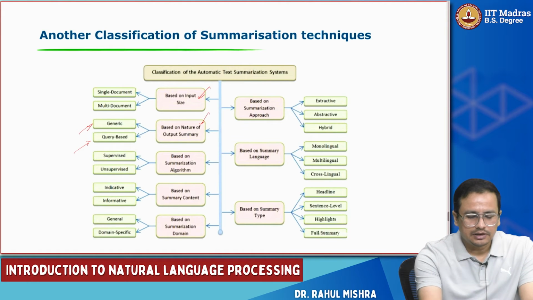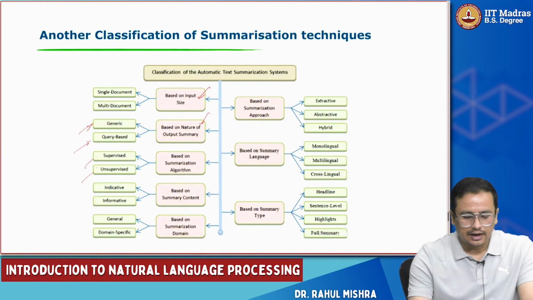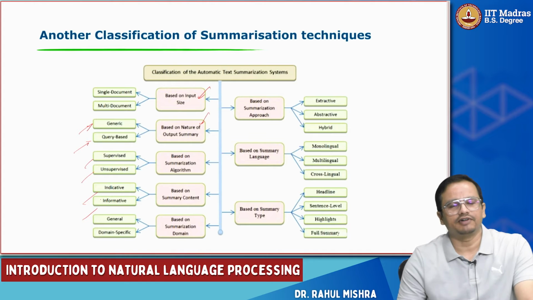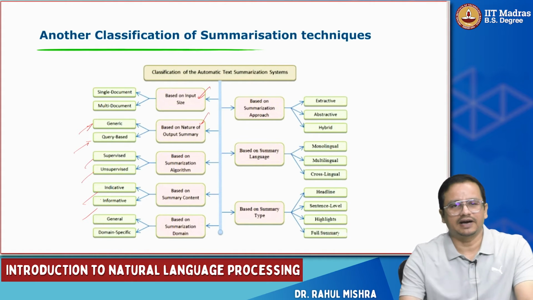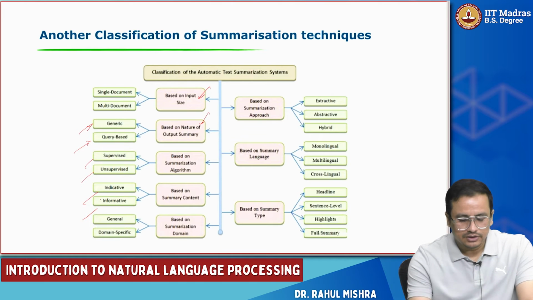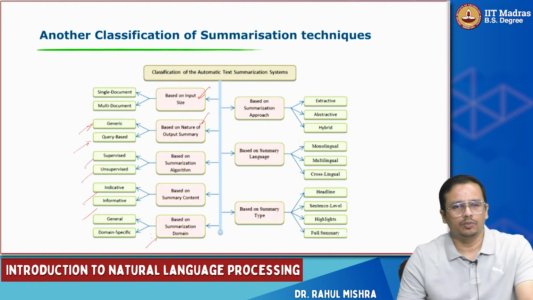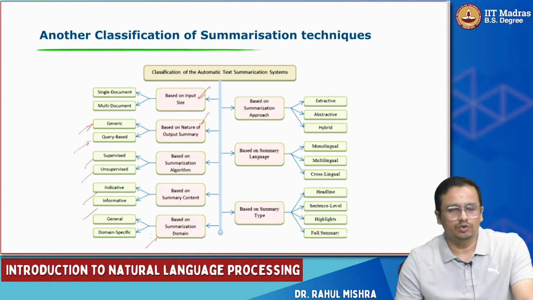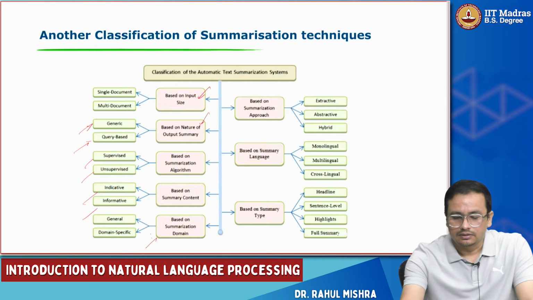Based on the summarization algorithm itself, it could be supervised and unsupervised. That is pretty obvious. And based on summary content, it could be indicative or informative, right? So more factual, more informative, or more indicative, where just hints are there of what might be happening, and then the whole fact is there, right? Based on summarization domain, it could be journal and domain specific. As I've told, open-ended, open domain summarization, or closed domain, we can call it. And there is another one, open book and closed book, which we may discuss in a subsequent lecture.